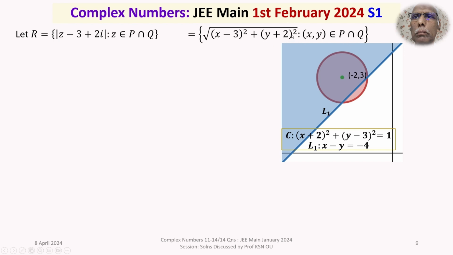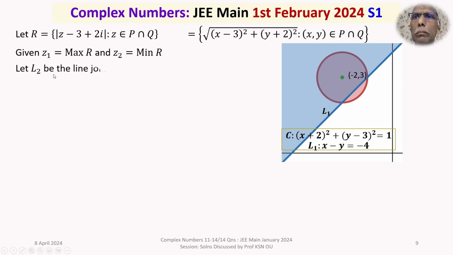It is not a circle. It is a length of the line segment joining 3 comma minus 2 to any point in the P intersection Q. Right. So now, given Z1 is the maximum of R, so the maximum of all those lengths.